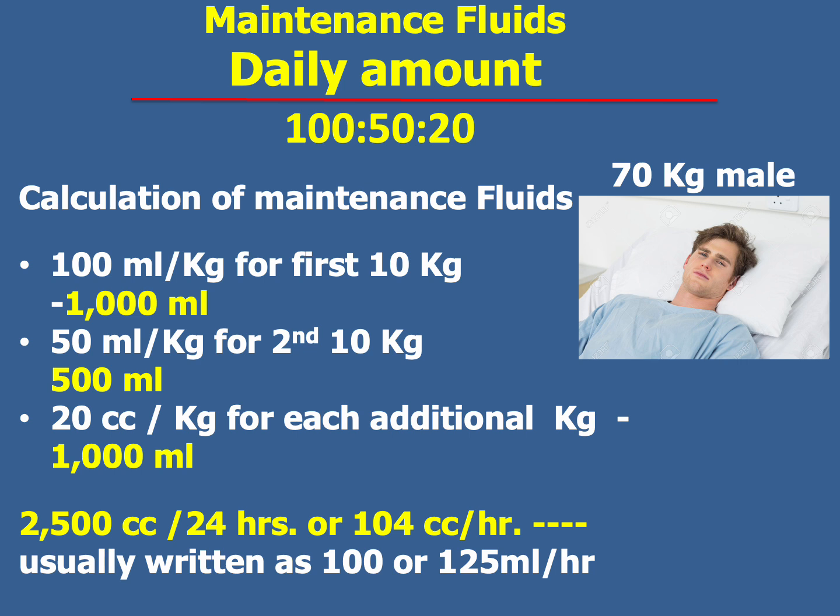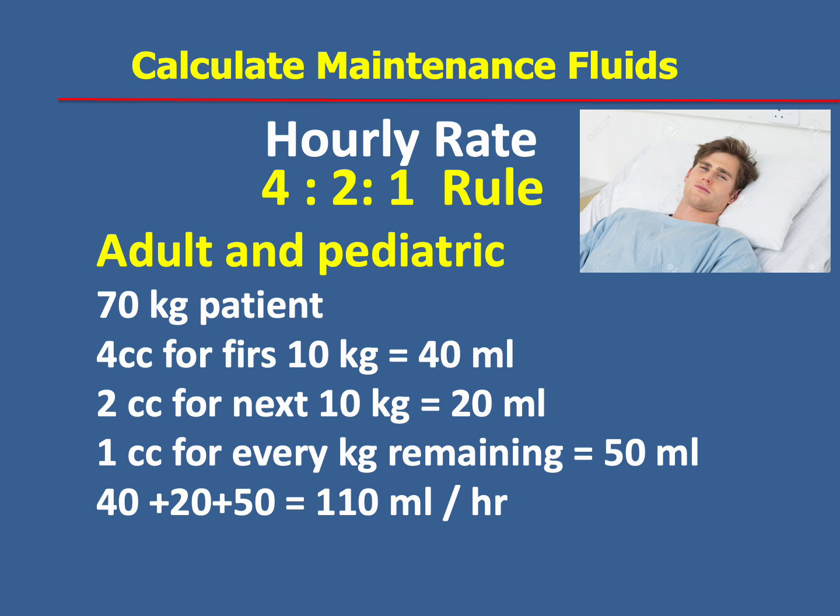For the first 10 kilograms of body weight, give 100 milliliters per kilogram or 1,000 milliliters. For the next 10 kilograms of body weight, give 50 milliliters per kilogram or 500 milliliters. Then for each kilogram after that, give 20 milliliters per kilogram. So a 70 kilogram patient would receive 1,000 plus 500 plus 1,000 or 2,500 milliliters per day, or divided by 24, 104 milliliters per hour.